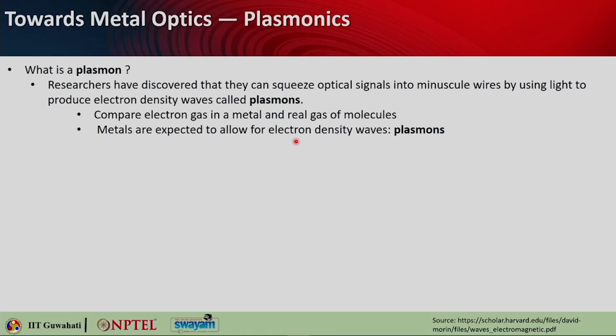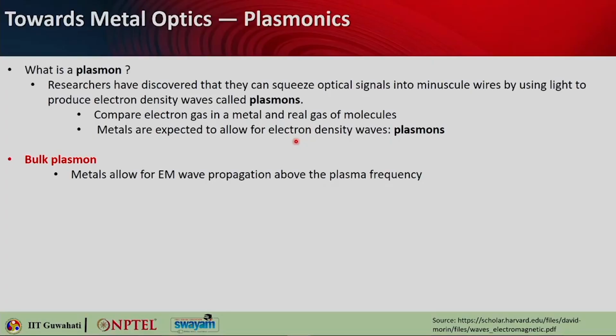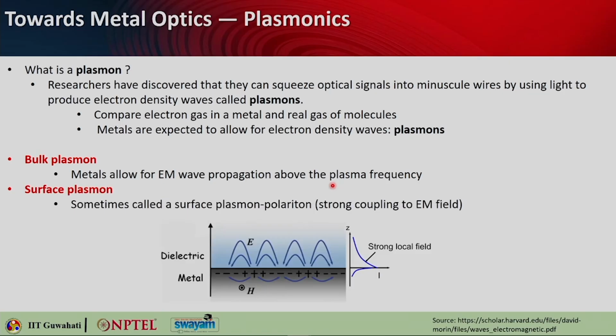So, alteration of air molecules, the way sound wave propagates in air, you can think of as surface density waves or electron density waves in metal, that is nothing but plasmon. Now, bulk plasmons are in the bulk metal. In this case, metals allow electromagnetic wave propagation above the plasma frequency.